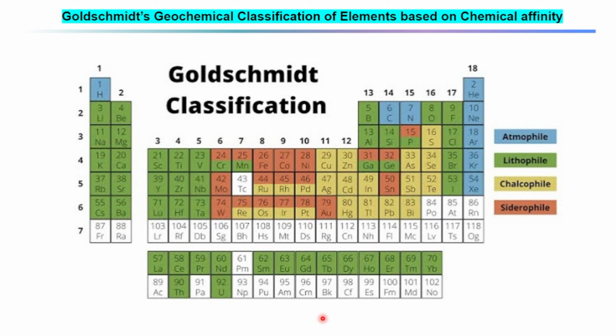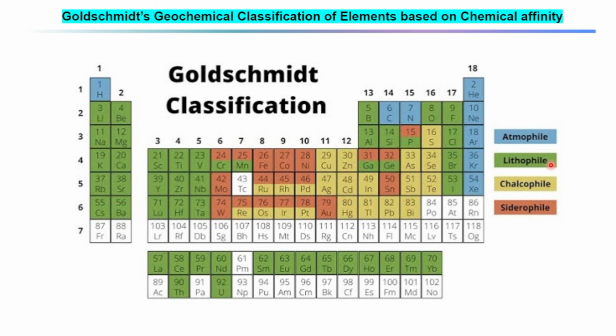Now, this is the periodic table which shows Goldschmidt's classification based on the chemical affinity, and you can see these blue ones are the atmophile. You can see these inert gases, carbon, nitrogen. These green ones are the lithophile. You can see these alkaline earth metals, alkali metals, some transition metals.